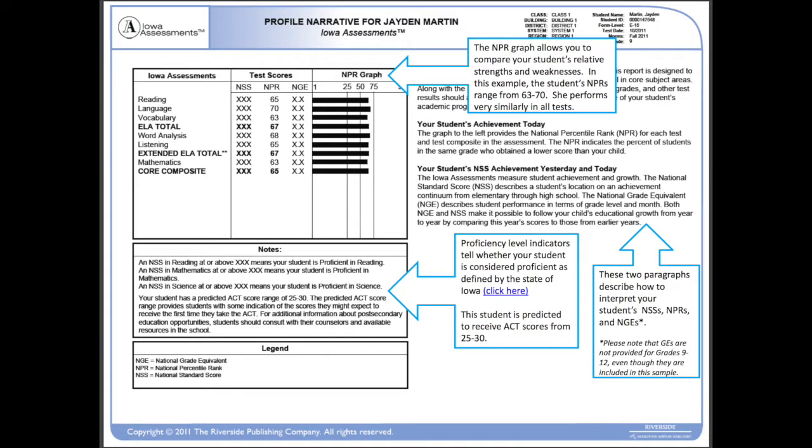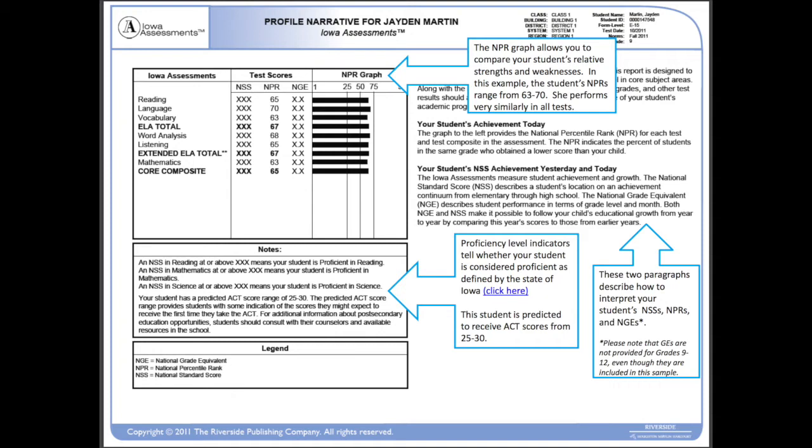First, we're going to look at a profile narrative. In this example, we're looking at a profile narrative of a fictional student named Jaden Martin. There are several different abbreviations on the test score sheet. If you look in the section labeled test scores, there is NSS, which is the National Standard Score, NPR, and NGE.